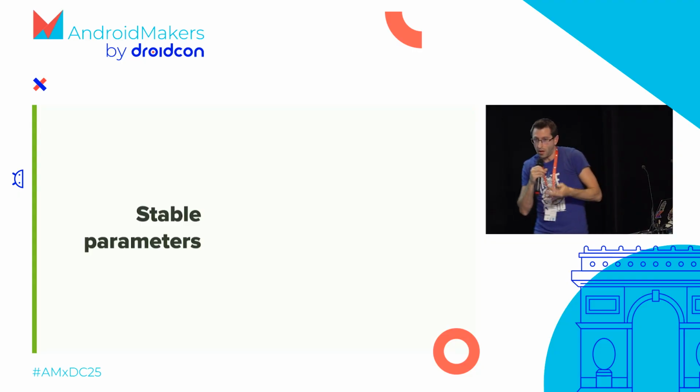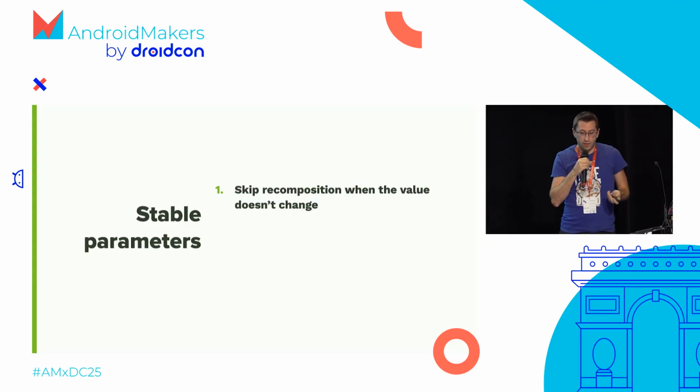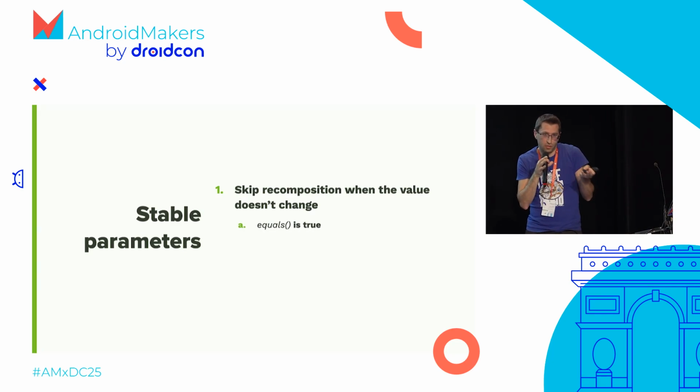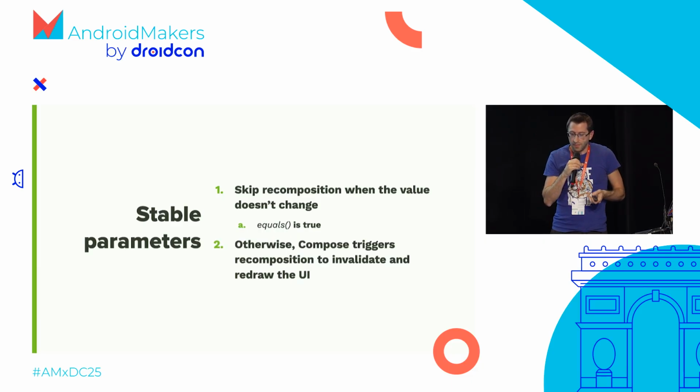On the other side, we have stable parameters. What is a stable parameter? It's something that will skip recomposition when the value doesn't change, which in plain English is when equals is true. Simple, no? So if equals is true, it skips recomposition, otherwise it will trigger recomposition and update the UI.